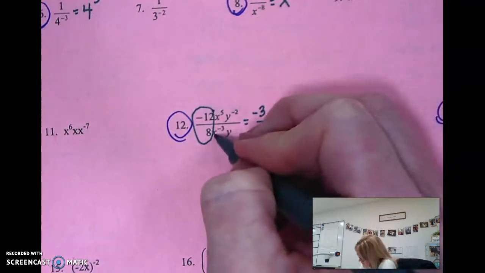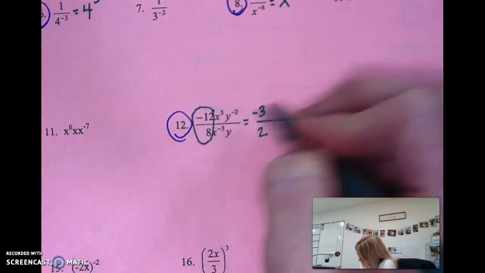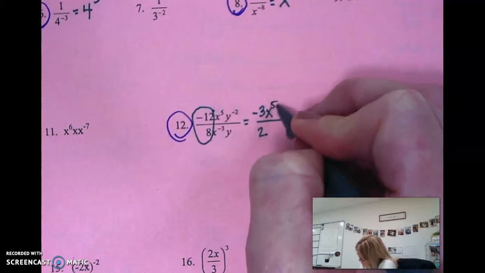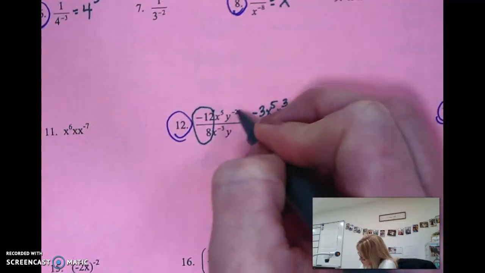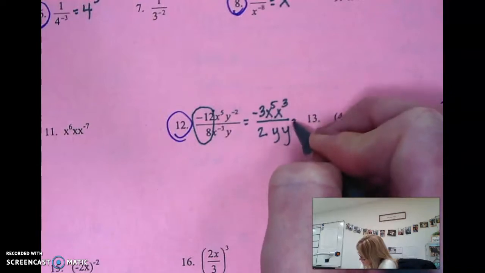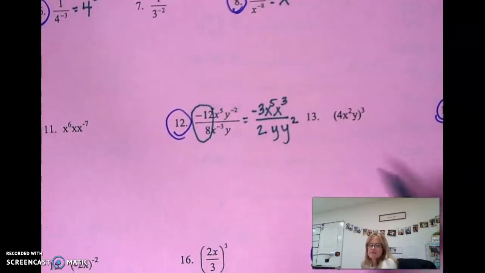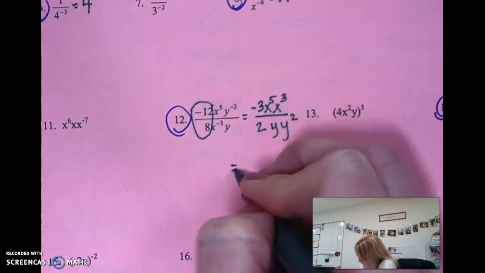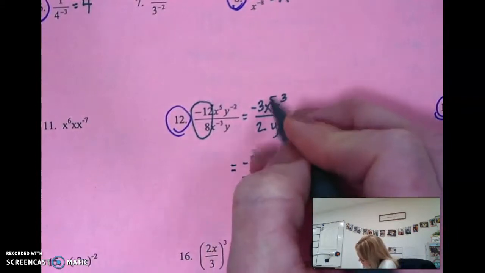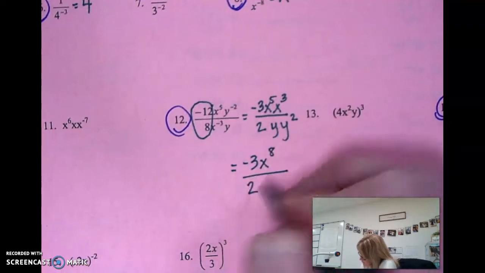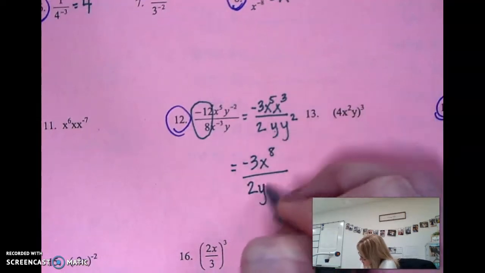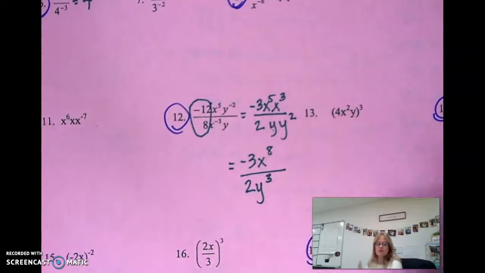I would bring this x to the negative 3 to the top to become a positive 3, and I would bring this y to the negative second to the bottom to become a positive. And then I would work on 5x's and 8x, 3x's give me 8x's, 1y and 2y's give me a y to the third. So you had to do some moving of your positive and negatives and then combine.